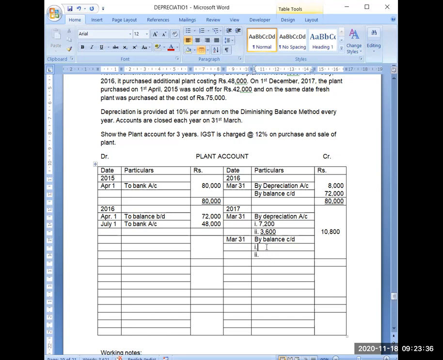So first plant balance will be 72,000 minus 7,200. So it will be 64,800. And for second plant, the balance will be 48,000 minus 3,600. So 48,000 minus 3,000, 45,000 minus 600, 44,400.